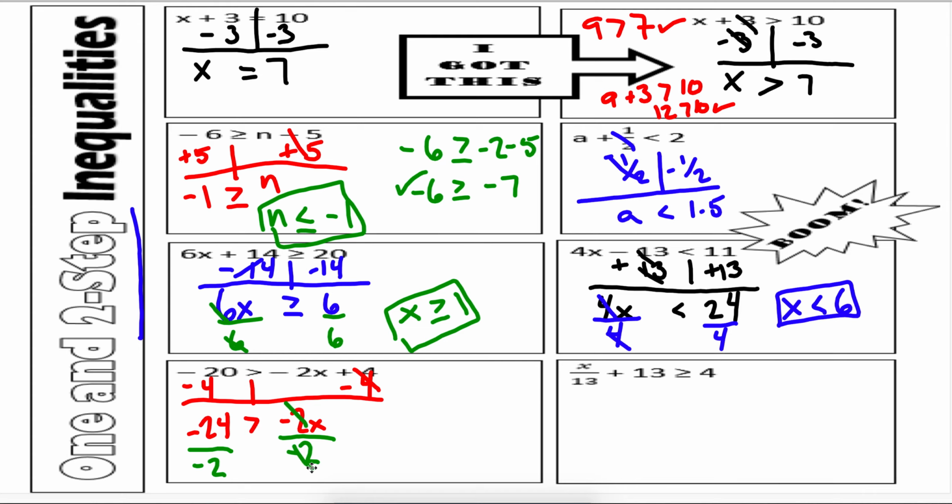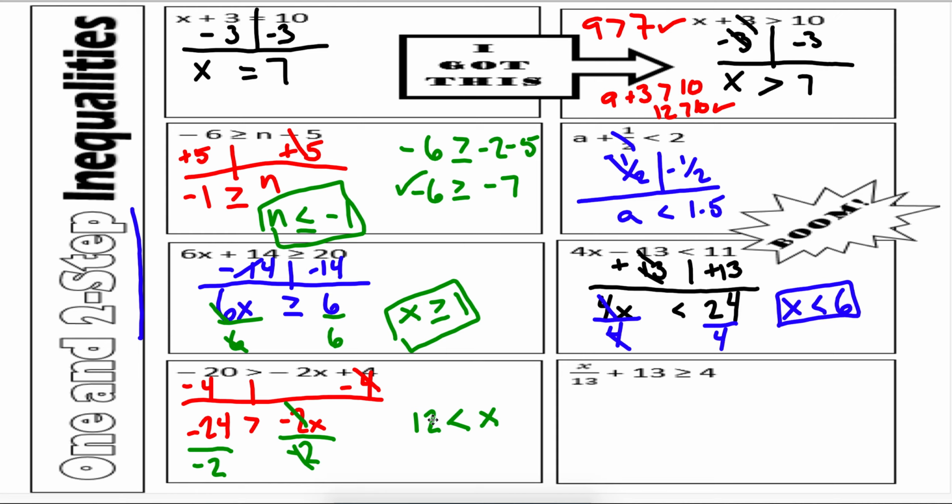So we're going to cancel these out. Negative 24 divided by negative 2 is just positive 12. We're going to flip this sign because we divided by a negative. So instead of greater than, it becomes less than, and then our remainder x. So we started with negative 20 is greater than negative 2x plus 4. We ended with 12 is less than x.